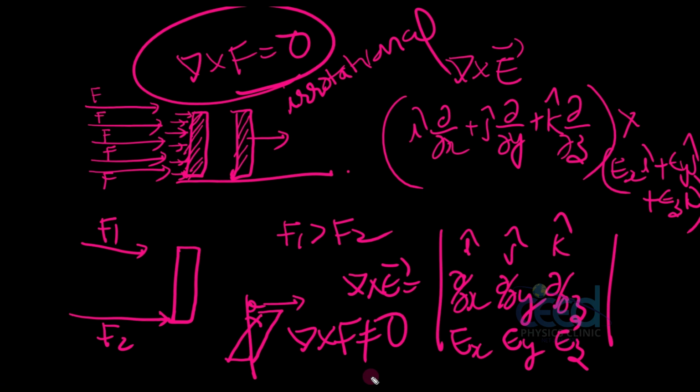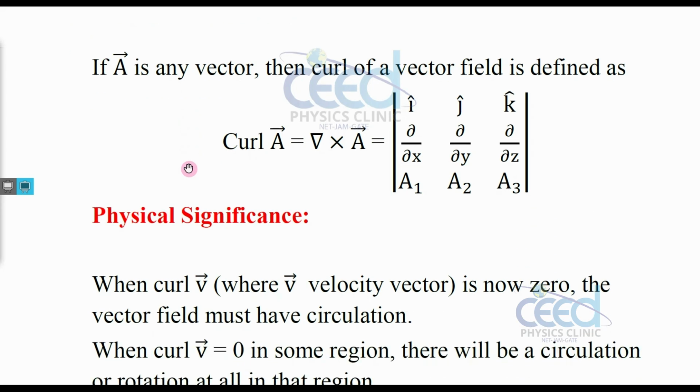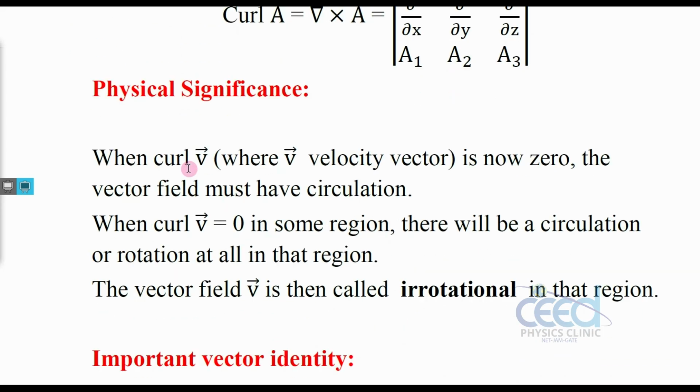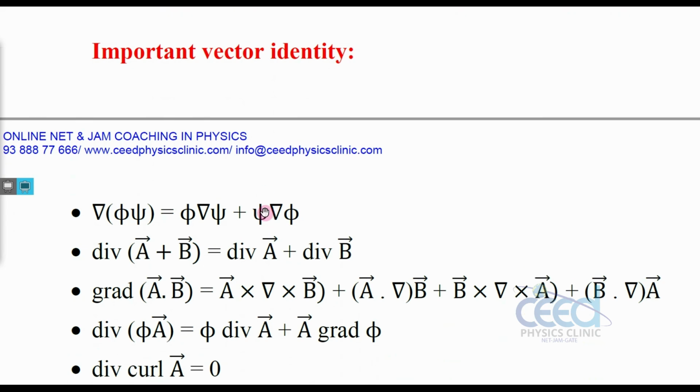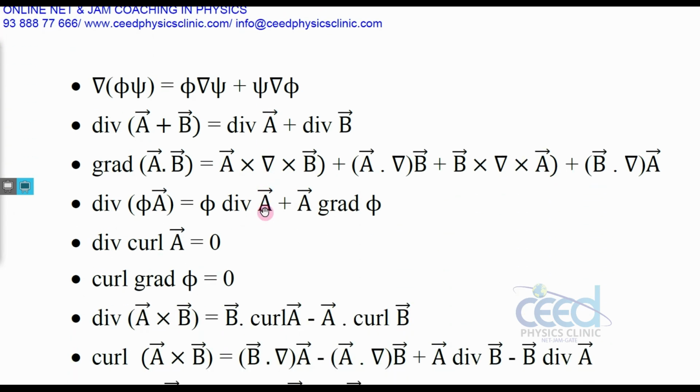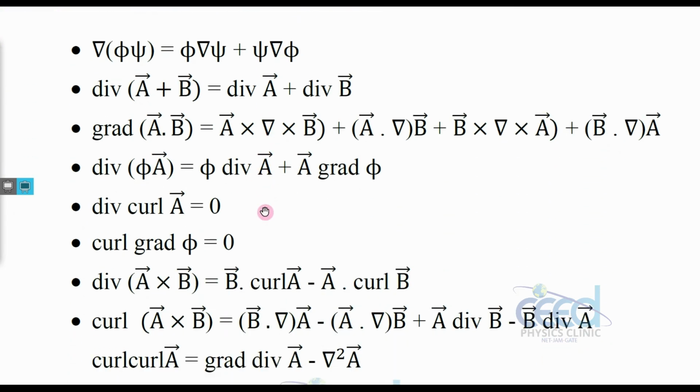Now you can calculate curl and divergence using the determinant method. Divergence we have already discussed, and curl we can calculate using the determinant method. Here I have given what is irrotational and rotational. Now you can use some important vector identities regarding curl and divergence.